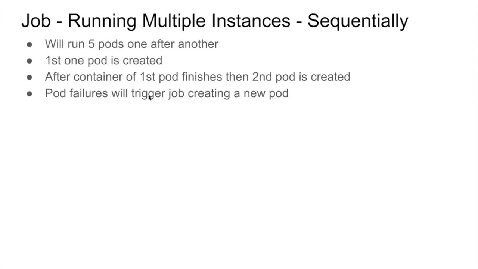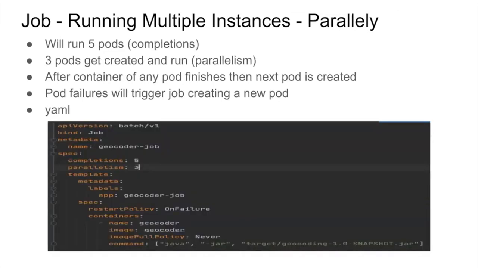If there's any port failure, it will trigger the job by creating a new port and submit the job there. If I run this parallelly, as I have given here, it will in total run 5 jobs, and 3 ports will get created and run parallelly. And once any of these get over, then the fourth gets picked up, then another is over, then the fifth gets picked up. So that's how it runs.